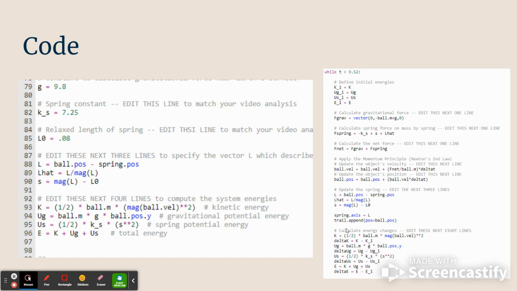Then to the right, there's the while loop: the force of gravity using the vector and the ball.m variable. Then the force of the spring using L hat and s, and then the spring constant in the negative direction. Then using the object's velocity update formula and the object's position update formula. Then you had to update the spring. And then towards the bottom, you had to plug in formulas again, just using the correct variable names and plugging in what we know.